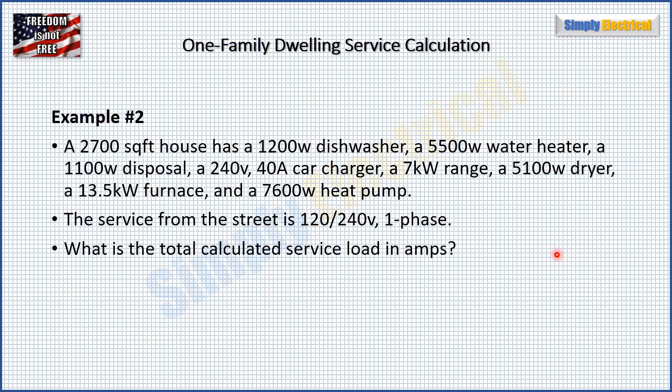Okay, example number 2. Now we have a 2,700 square foot house, has a 1,200 watt dishwasher, a 5,500 watt water heater, an 1,100 watt disposal, and we have a car charger. It's 240 volt, 40 amp. We have a 7,000 watt range, a 5,100 watt dryer, 13.5 kW furnace, and a 7,600 watt heat pump. 120/240 volt single phase service. What is the total calculated service load in amps?